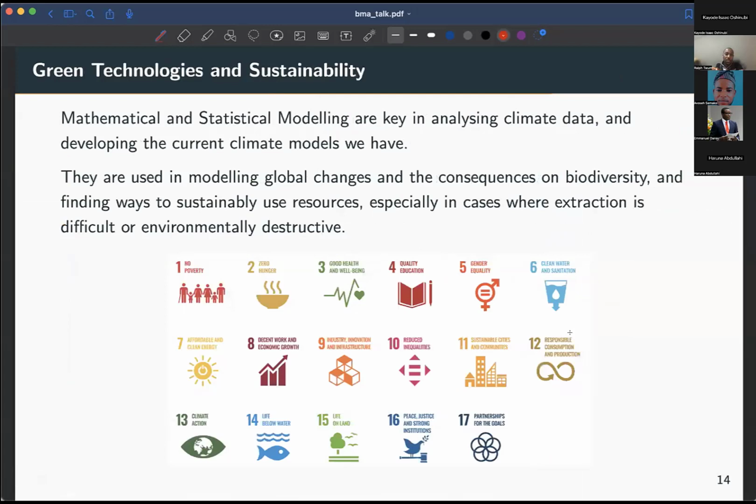Okay. Now, because of climate change, we need to make sure we understand climate data and update our climate models. And so you find that we're going to be needing a lot more people to be able to build and understand climate models, whether they are using differential equations or some kind of stochastic model.